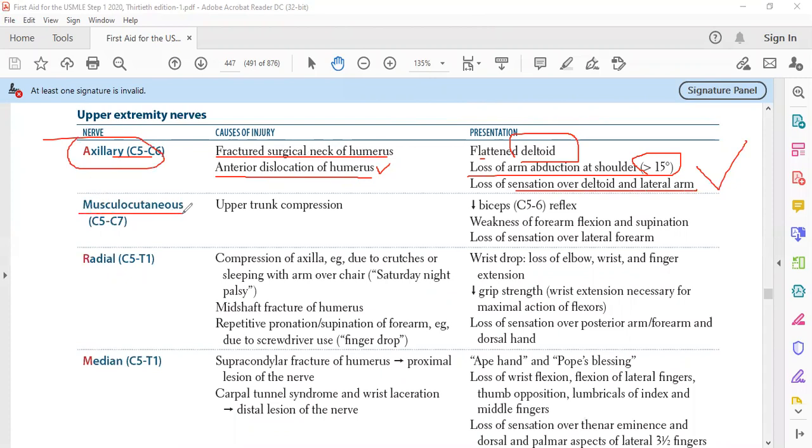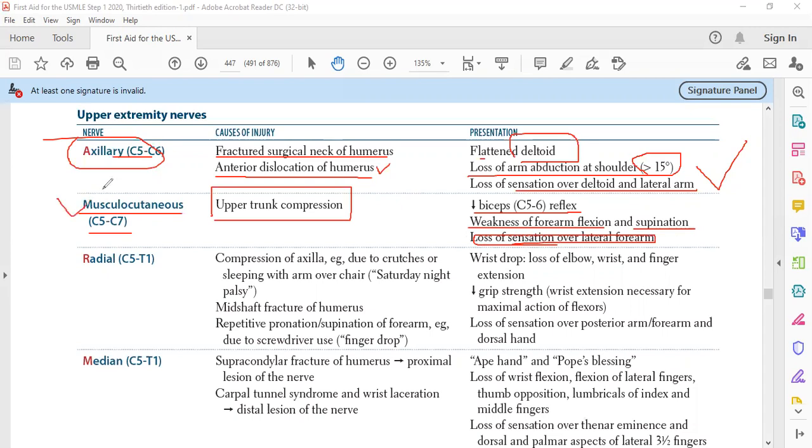Then we have musculocutaneous, C5 to C7. It is upper trunk compression of the brachial plexus. What happens in it? There is a decrease in biceps reflex, C5 to C6. There is weakness of forearm flexion and supination. Supination is like your palm is up. There is loss of sensation over the lateral forearm.